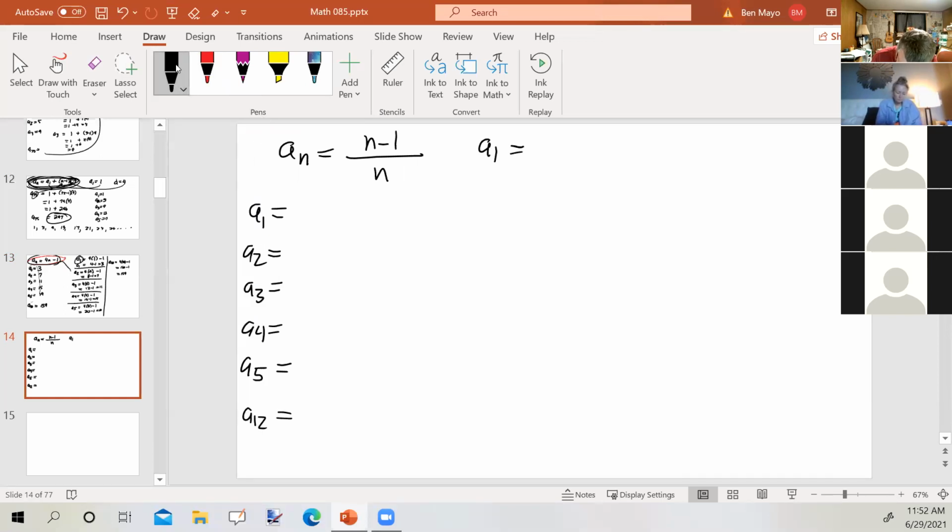A sub 1 is going to be 1 minus 1 over 1. What am I doing? Every place that n appears in the formula, I'm replacing it with the subscript 1. This would be equal to 0 over 1 or 0. You okay with that?